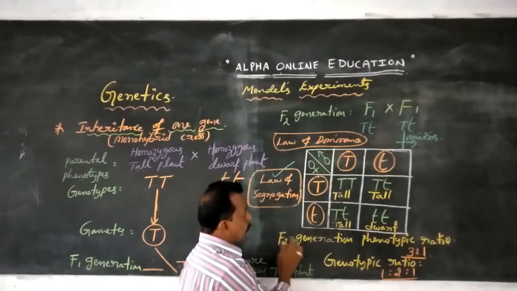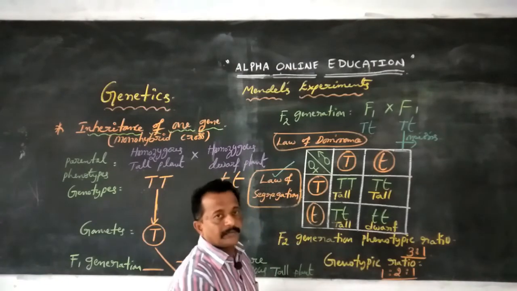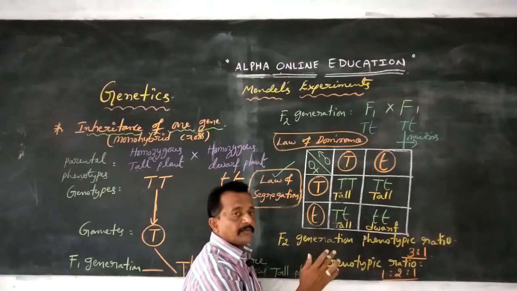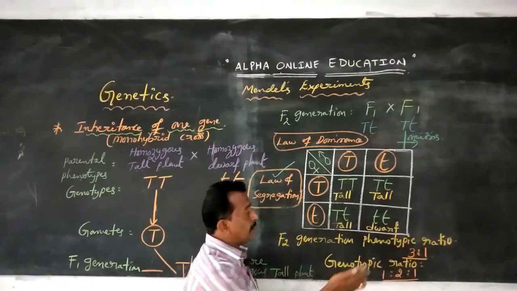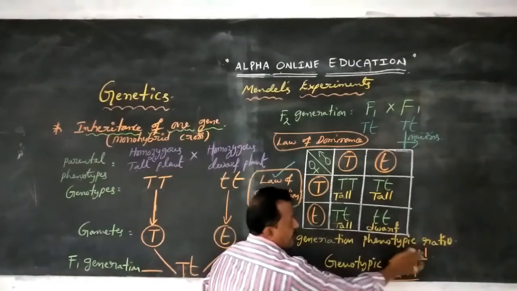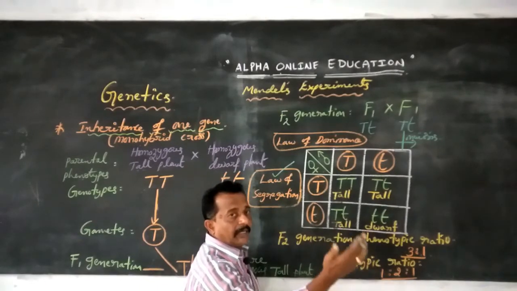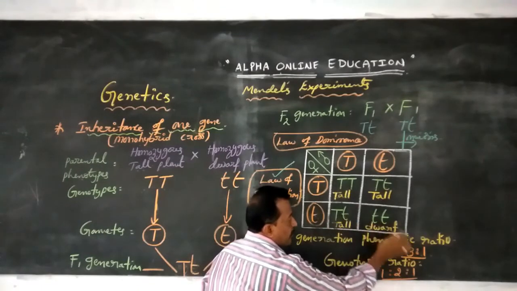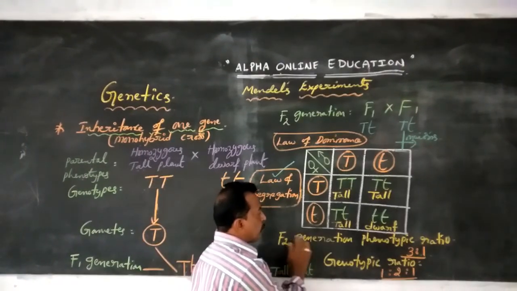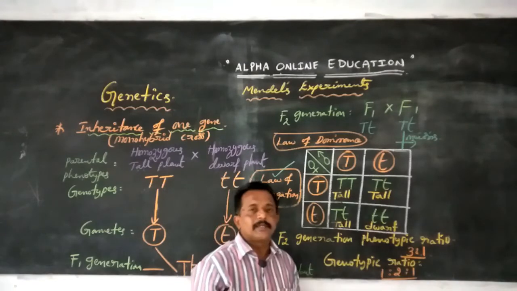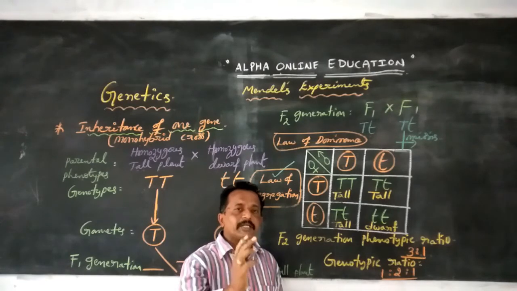In the F2 generation of a monohybrid cross, the phenotypic ratio is 3:1. This means 3/4 of the plants are tall and 1/4 of the plants are dwarf. Out of 100%, 75% are tall plants and 25% are dwarf plants, that is 3:1.